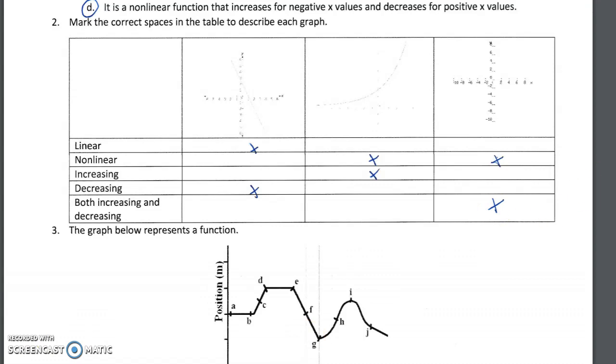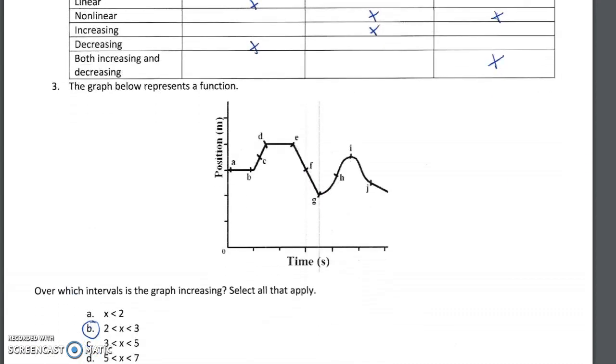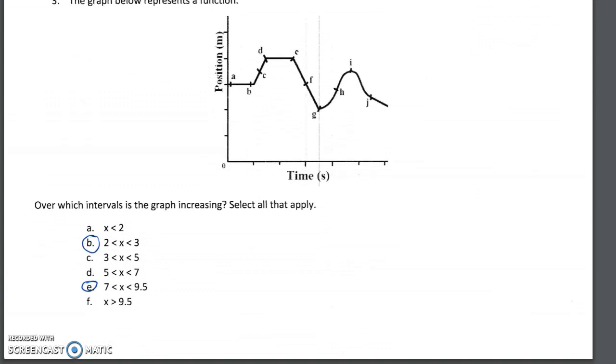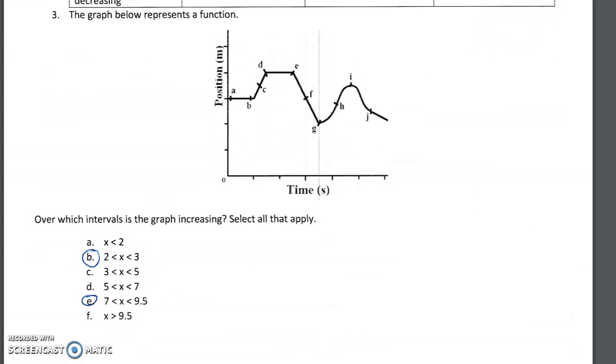Well, let's keep going and go to example number 3. It says the graph below represents a function. Okay. Function means it's going to pass the vertical line test, so no matter where I draw a vertical line, it's only going to cross once, so that's good. It says over which intervals is the graph increasing? Select all that apply. Again, on your copy, I think these grids showed up better, so you have a better grasp of where those lines are.